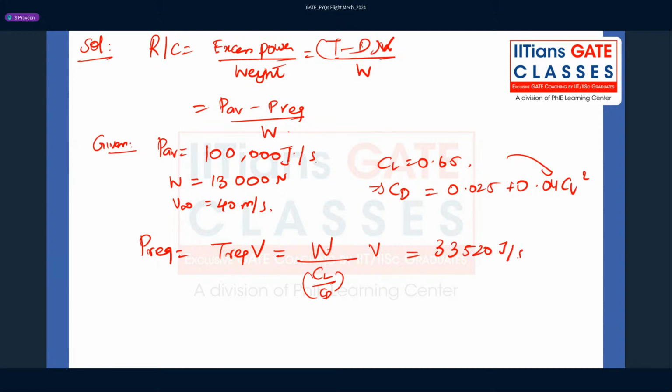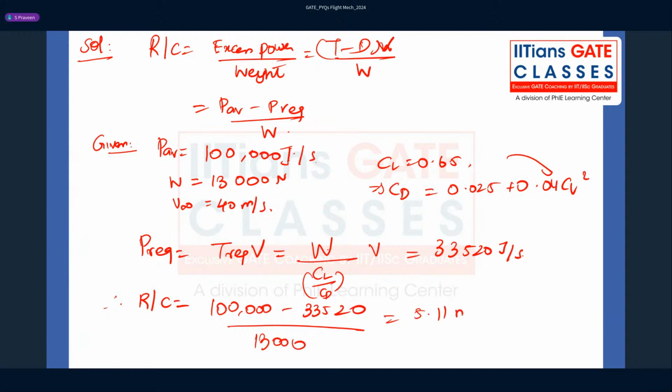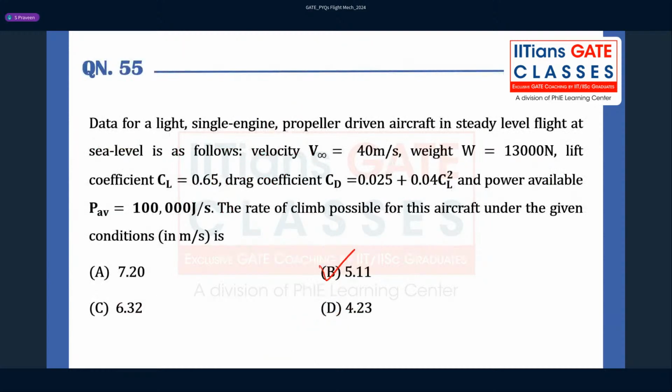If we do that, we get the value of 33,520 joules per second. So therefore, what is my rate of climb? Again substitute the values: power available minus power required divided by the weight, which is 13 kilonewton. So we'll get a value close to 5.11 meter per second. So that goes to option B, which is the required answer. Pretty simple, isn't it, guys?